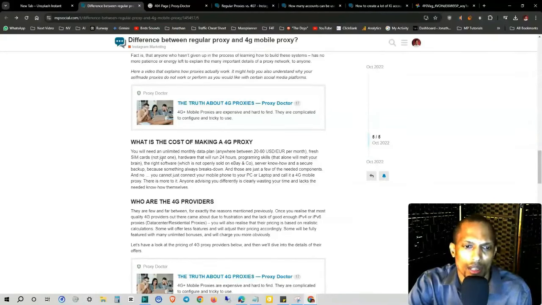Fresh SIM cards, not just one, hardware that will run 24 hours, programming skills, that alone will melt your brain. The right software, which is not openly sold on eBay, server know-how, and a secure backup. Because something always breaks down, and those are just a few of the needed components.